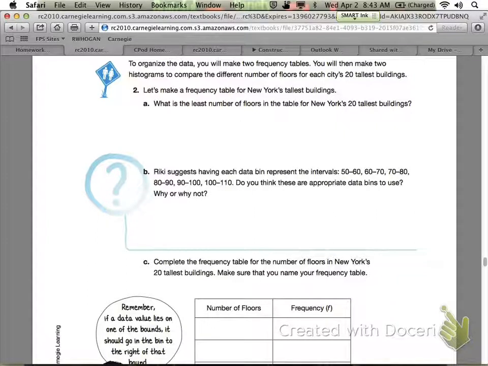Now, in taking a look at letter A and letter B underneath number 2, to make our frequency table, the very first thing that we might want to do in looking at the table on page 1042 is put these numbers in numerical order. You will notice that they are not in numerical order as far as number of floors. That might help us figure out the least number of floors and then also figure out how to represent the intervals for the bins. So do that first and then answer letters A and B with your group members. Go ahead.